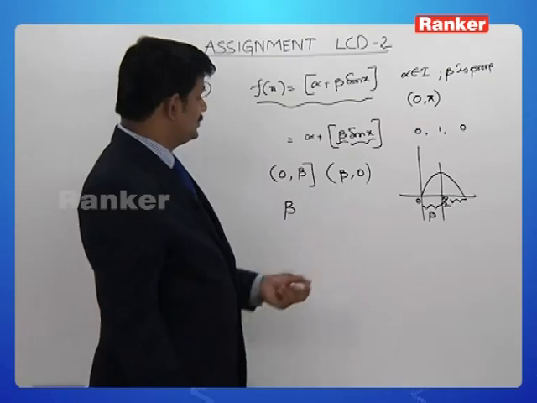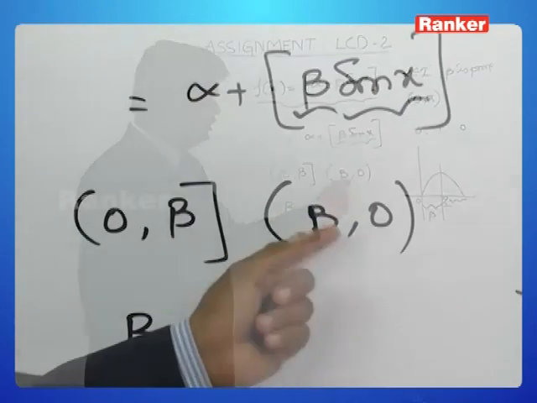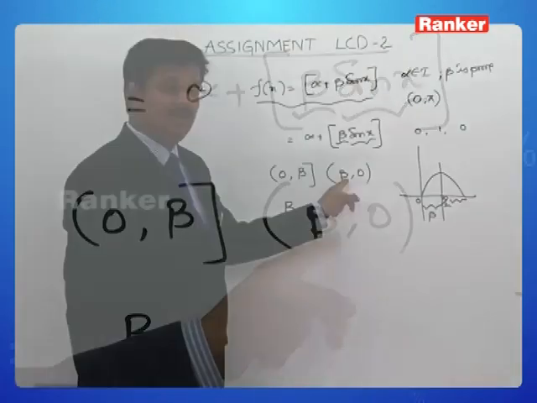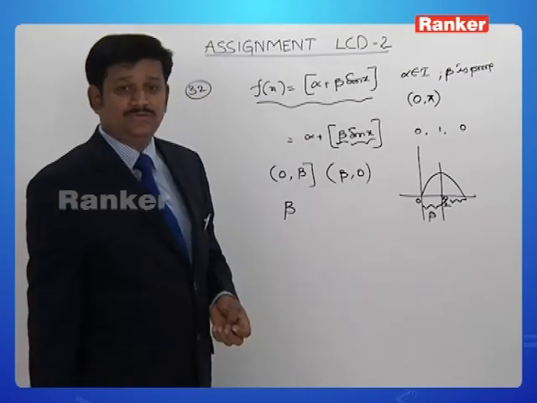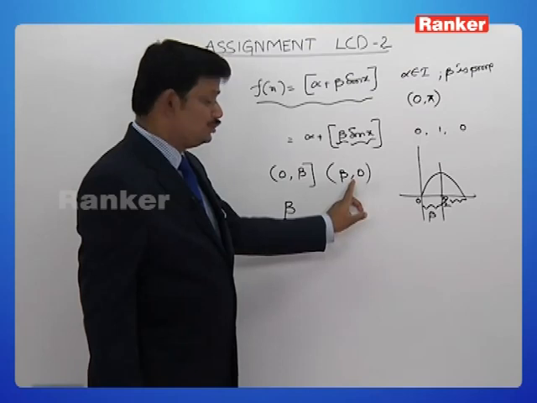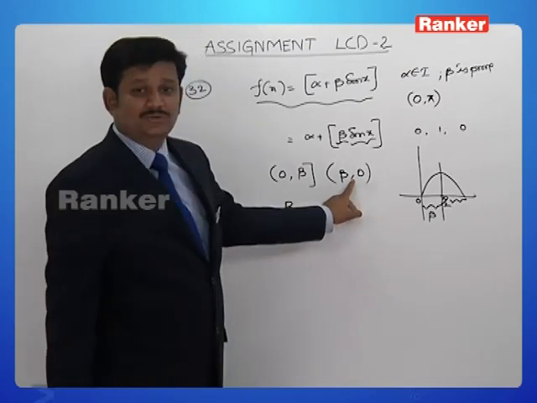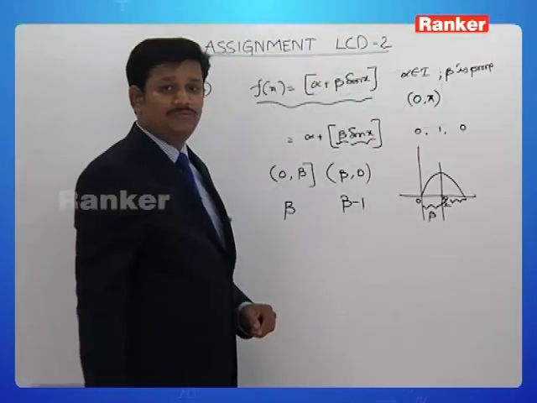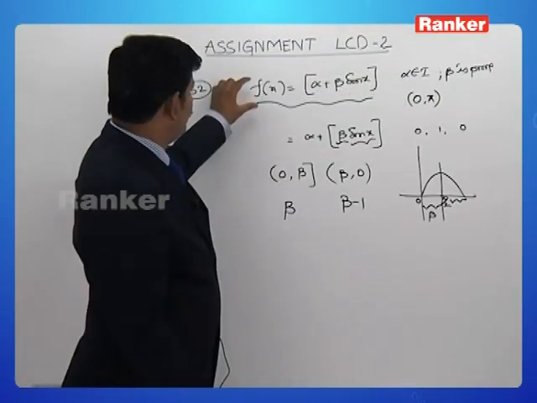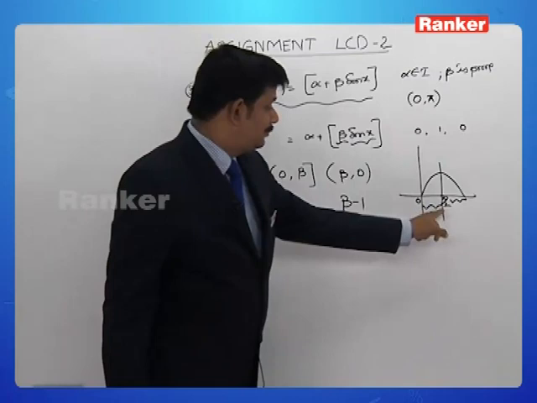Beta is an integer, it is a prime number. How many integer points are there between beta and 0? At every such point, f of x will be non-differentiable. It is 1, 2, and so on up to beta minus 1. So there are beta minus 1 points of non-differentiability for the function f of x from pi by 2 to pi.